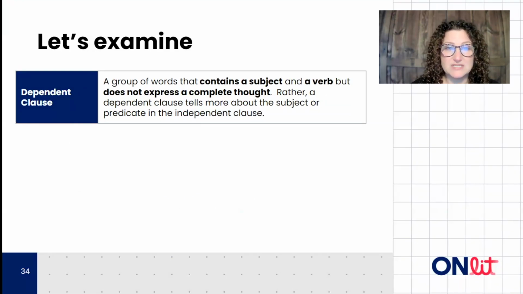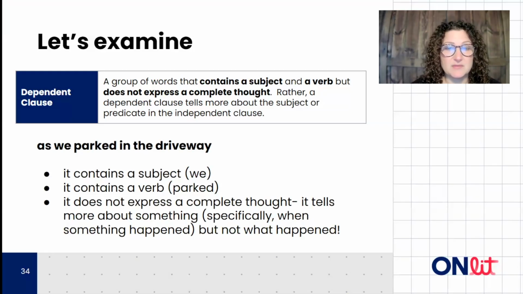Let's recall again, what is a dependent clause? A group of words that contains a subject and a verb, but does not express a complete thought. Rather, a dependent clause tells more about the subject or the verb in the independent clause. Now let's consider an example from the sort. As we parked in the driveway. It contains a subject, we. It contains a verb, parked, but it does not express a complete thought. It tells more about something, specifically when something happened, but not what happened.